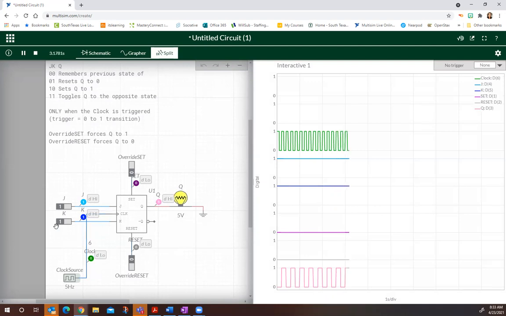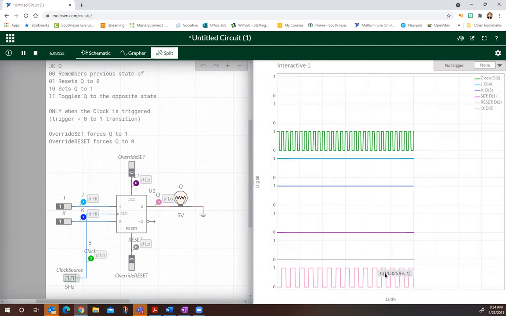Notice if I were to look at my chart on the right-hand side, notice that the pink output Q down here toggles or changes state every single time my green clock goes from 0 to 1. So note that pressing the trigger, let go, press it, let go, press it, let go, press it. As you can see here, the pink output Q, every other edge, the output toggles.